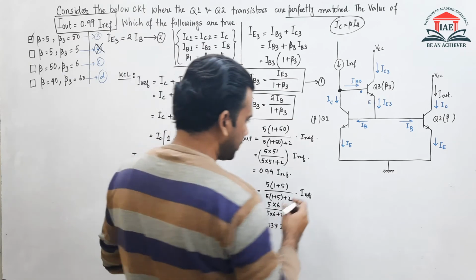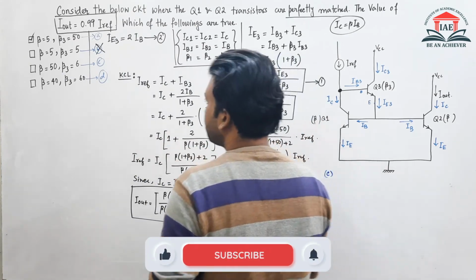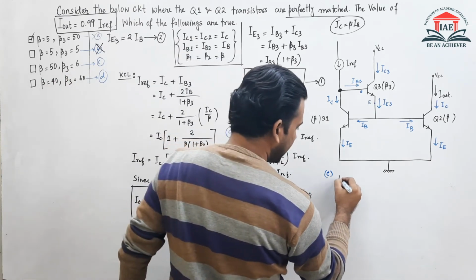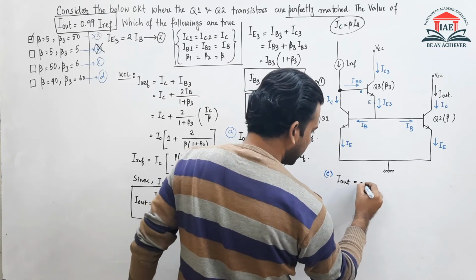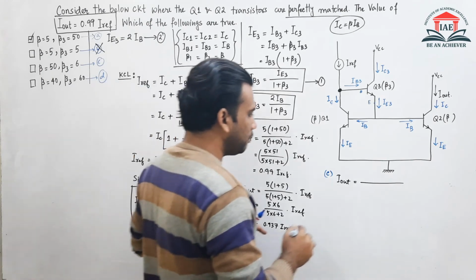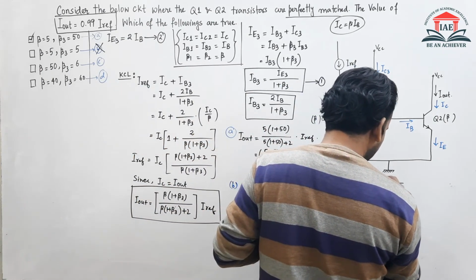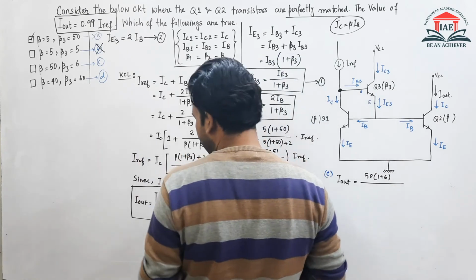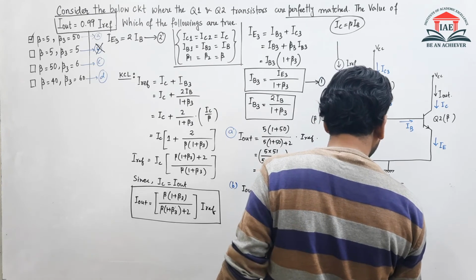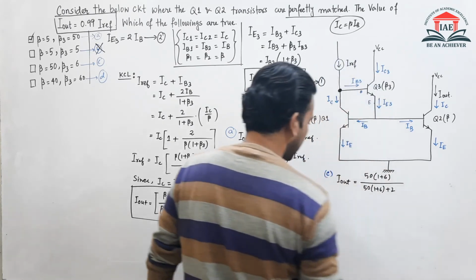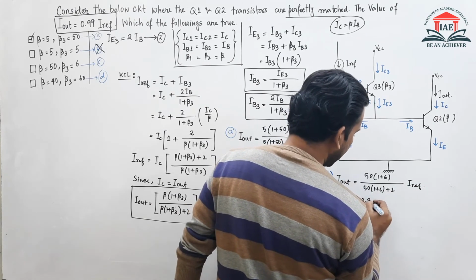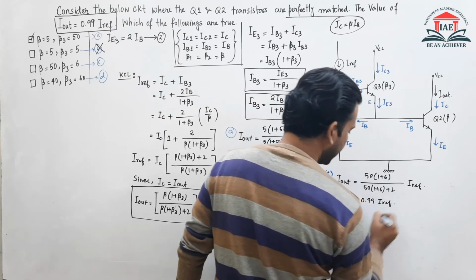So now go for the option C. Option C. So in the option C, beta is 50 and beta 3 is 6. So for that, I can write I out as क्या है यहाँ पे? Beta is 50. So 50 into 1 plus 6, उसके बाद है beta 50 into 1 plus 6 plus 2 यहाँ पे आएगा. So now इसके साथ है I reference. So if you calculate this, you will also get it as 0.99 of I reference.